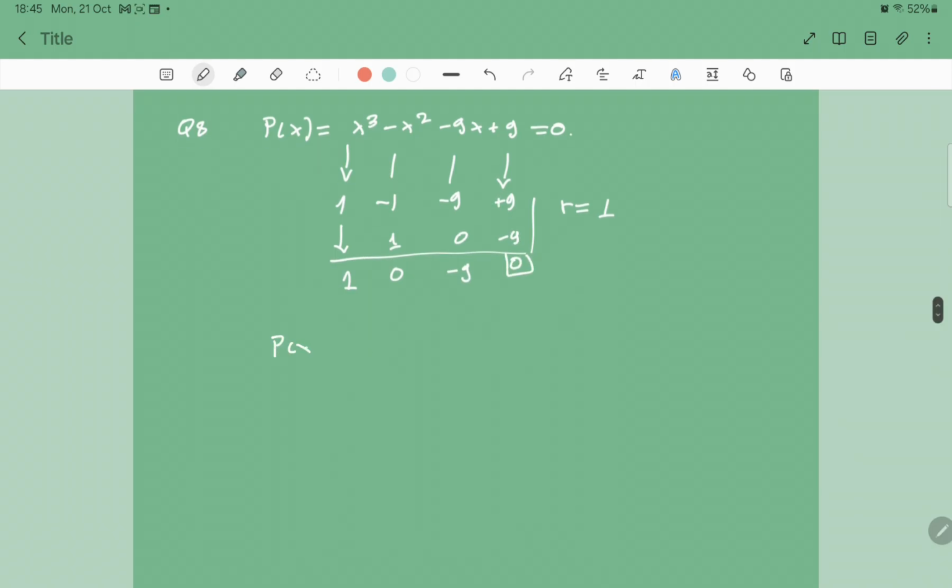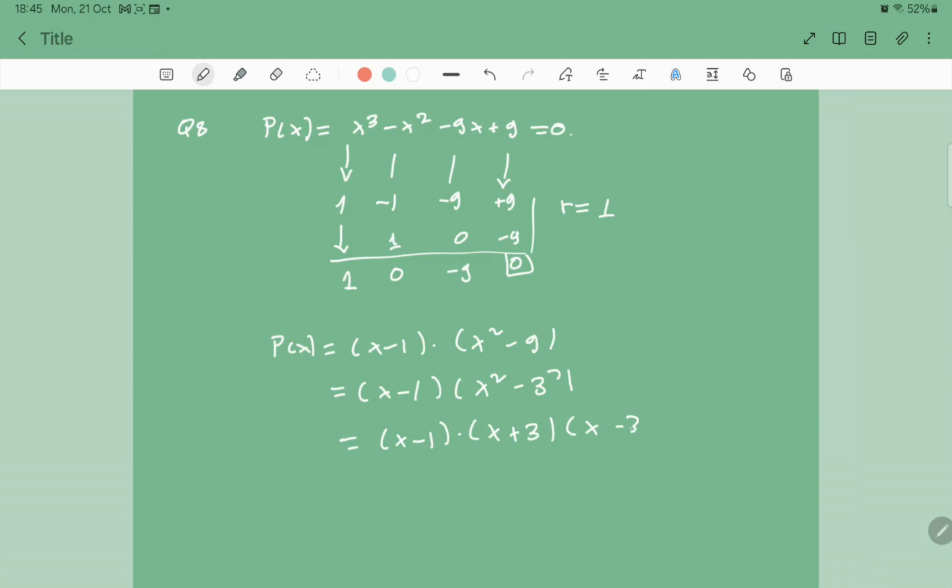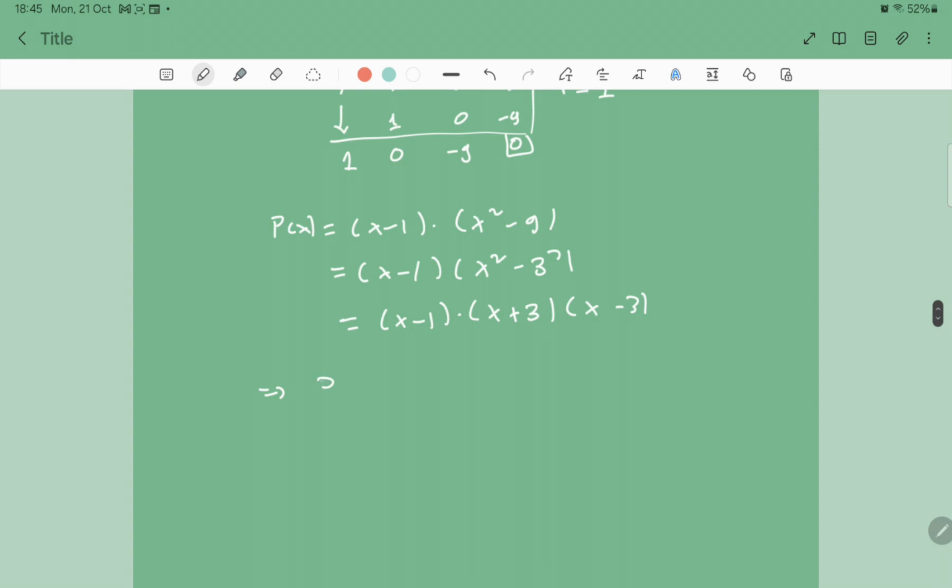So it's p of x equals x minus 1 times x squared minus 9. 9 is a square number, so I can write x squared minus 3 squared. X minus 1 times x plus 3, x minus 3. Consequently, I have a polynomial of degree 3 broken up into 3 brackets of polynomials of degree 1: x minus 1, x plus 3, x minus 3.